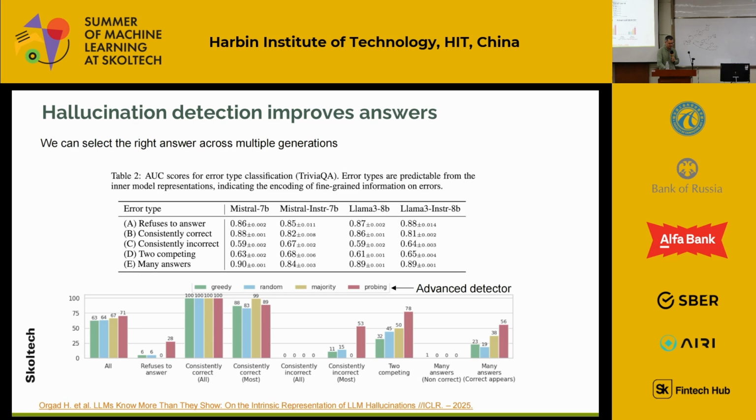And let us see how we improve overall and for specific types of questions. So if you select a random answer among these 100 generated answers, we have smaller quality. If we select something greedy, also not very good. But if we are doing the probing the right way, we improve by a few percent. And also we can see why this improvement occurs.